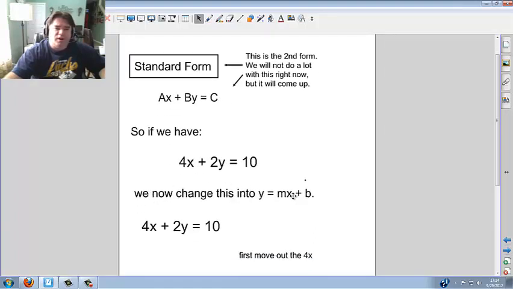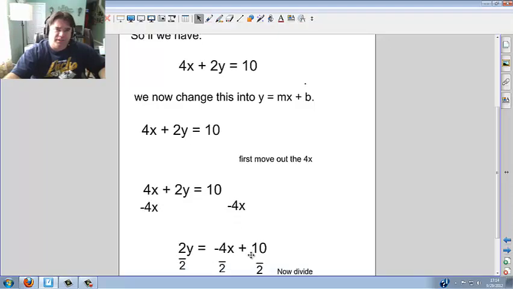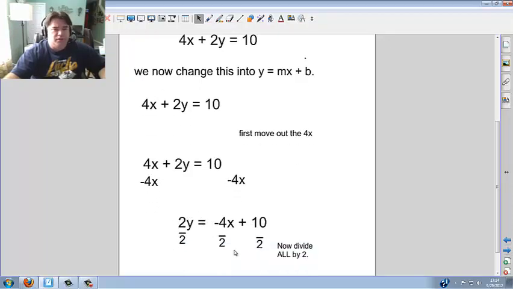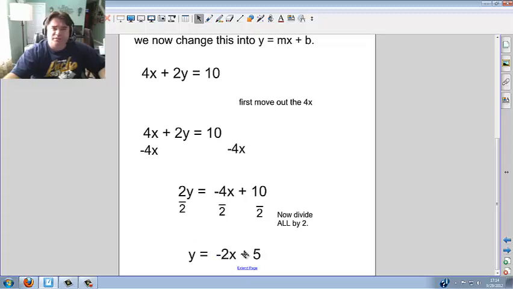Now we're going to change this into y equals mx plus b. So all you got to do is solve for y. So instead of plus 4x, well, we're going to minus 4x. Minus 4x to one side, you minus it to the other. So now you have 2y equals negative 4x plus 10. Now instead of times 2, we're going to divide by 2. We got to divide both by 2. So now you get y equals negative 2x plus 5.